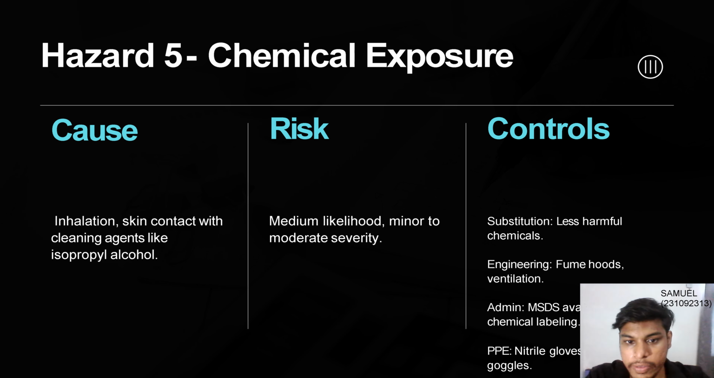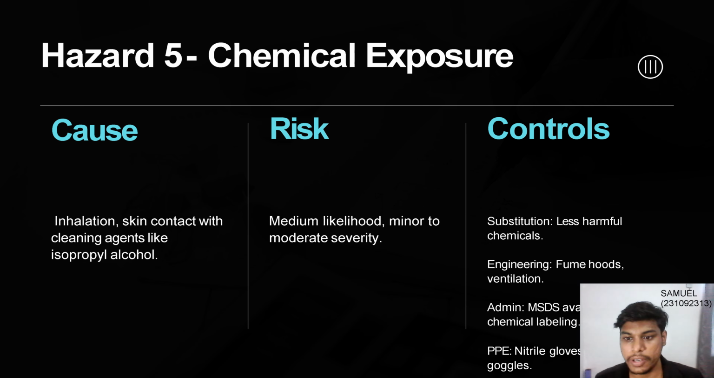Thanks, Madis. Now I'll continue with the final hazard, hazard 5, chemical exposure. This mostly happens when cleaning agents like isopropyl alcohol are used. These chemicals can cause skin irritation and dizziness or even serious respiratory issues. We can control this hazard by substituting less harmful chemicals or using fume hoods and proper ventilation, keeping MSDS, Material Safety Data Sheets, accessible, and ensuring correct labeling. What else we can do is wear nitrile gloves, lab coats, and goggles. So these are the controls for hazard 5, chemical exposure.